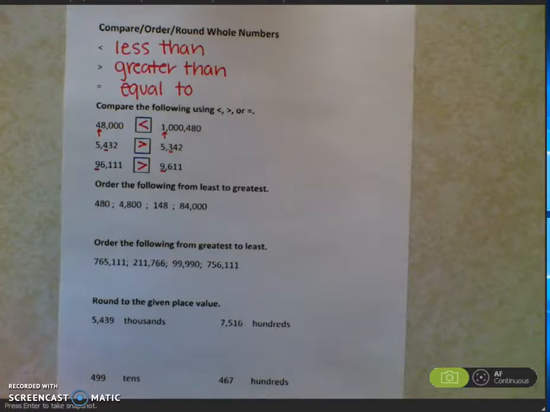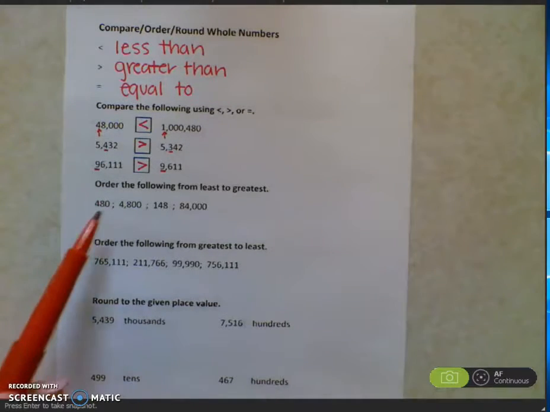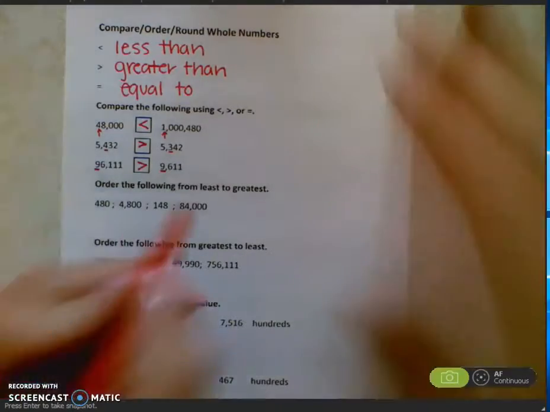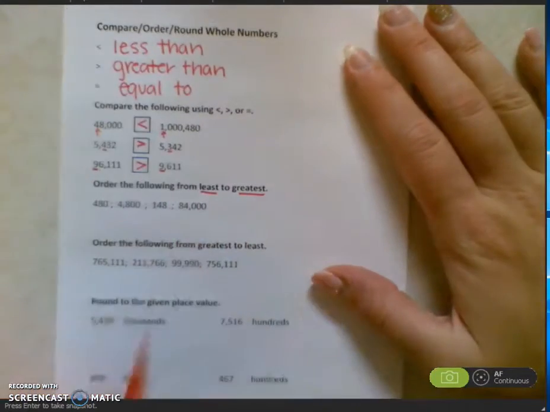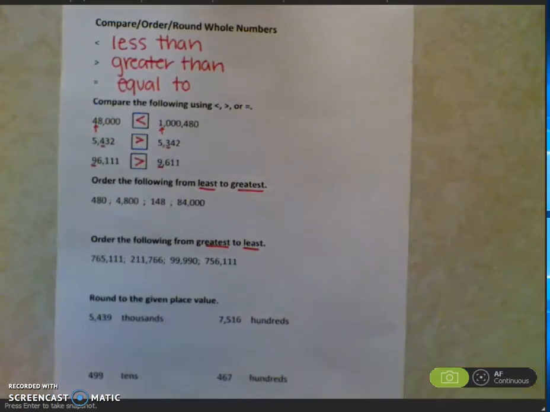Okay, the next thing that we're going to work on relates to comparing, because we're going to compare sets of numbers, but we're going to compare more than two numbers and we're going to order them. So there are two ways to order. You can either order least to greatest or you can order greatest to least. So you need to make sure that you're paying attention very closely to directions when you're doing this.